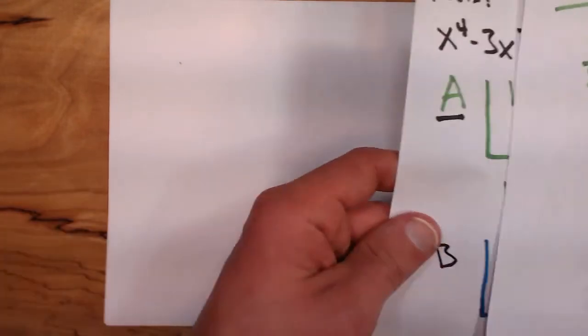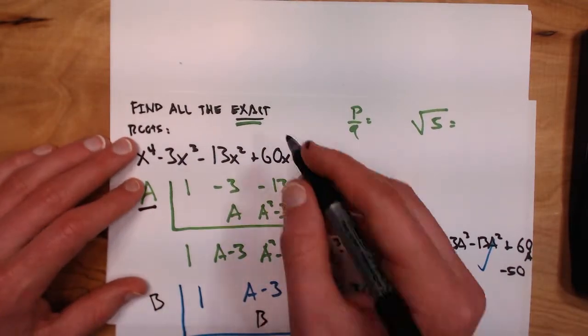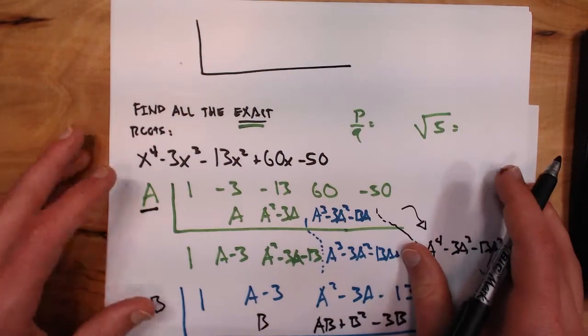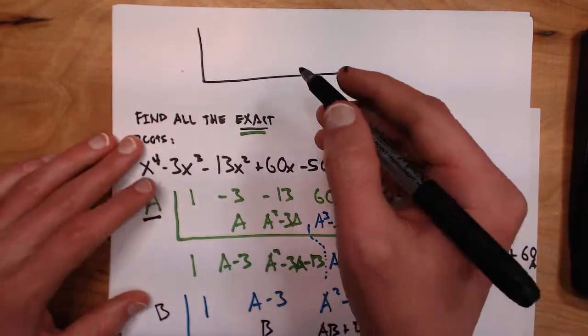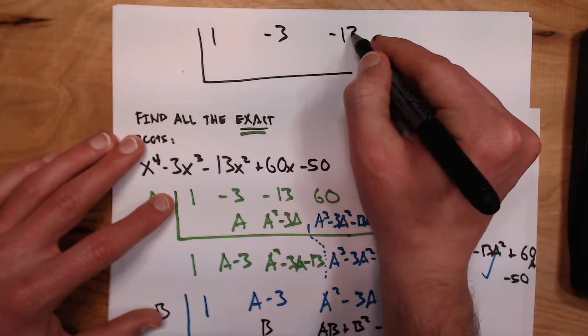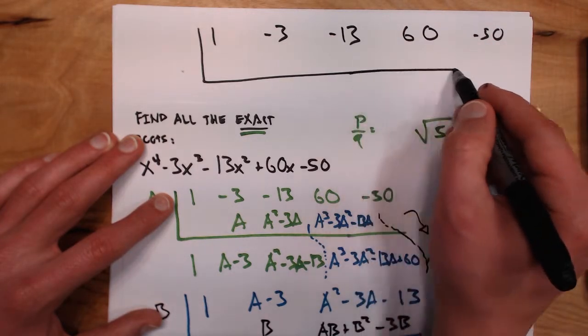So that being said, let's give it a shot here. I'm going to take our original polynomial, which is this long mess. I'll put our synthetic division sign up here. Make sure that's on the screen. Okay, so we have 1, minus 3. I'm going to leave some space this time. Minus 13, 60, and minus 50.